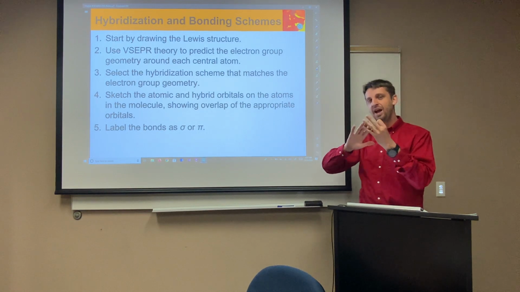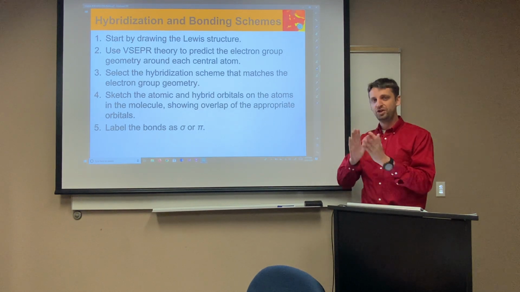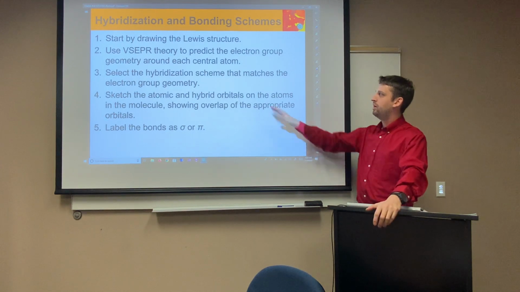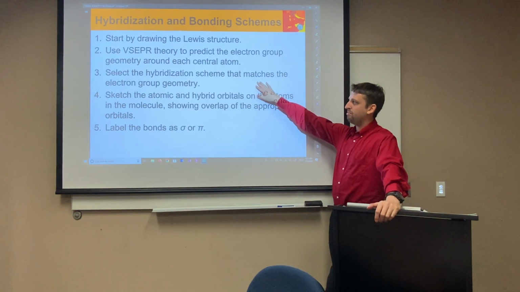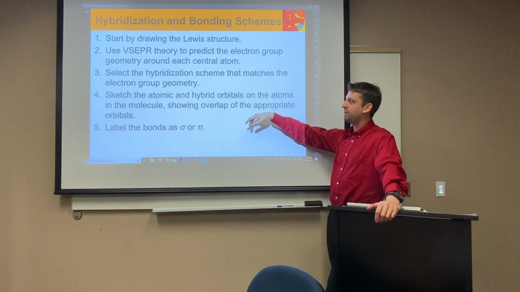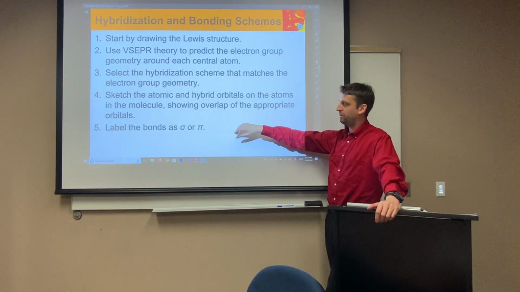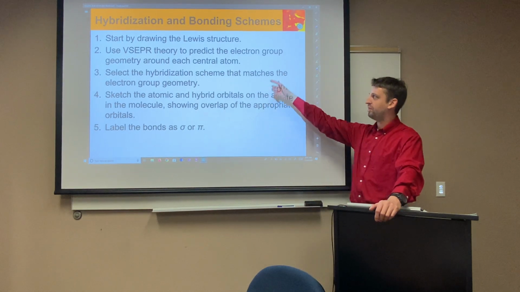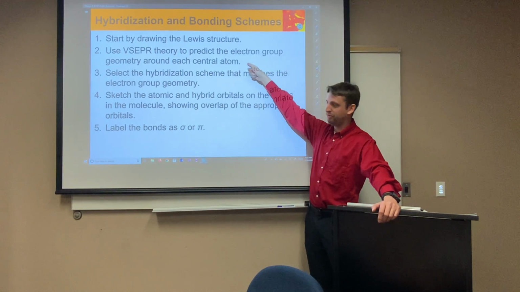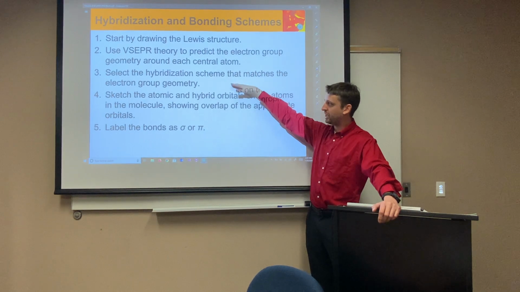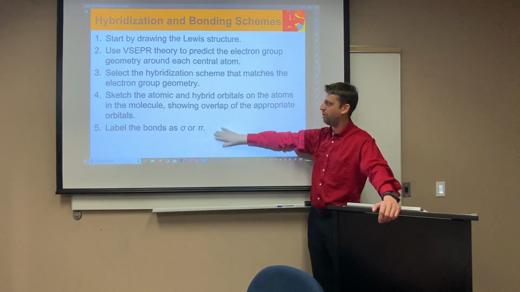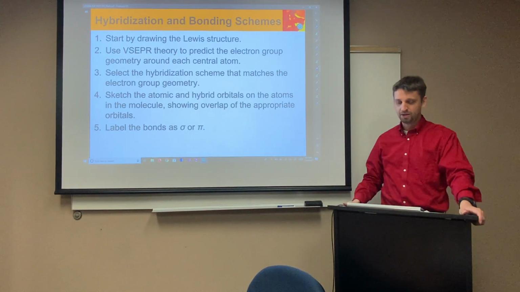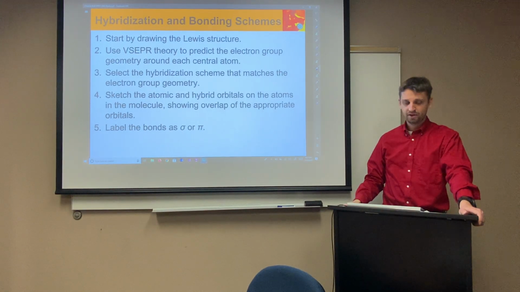So now we're just adding something after we get the geometry, okay? We pick the hybridization scheme that matches the electron group, and then we can sketch the orbitals and label the sigma and the pi bonds, okay? But this is the order of stuff. You have to draw your Lewis structure, you have to draw the geometry, then you can pick the hybridization scheme, and then you can draw the orbitals, or you can label the sigma and the pi bonds, okay?